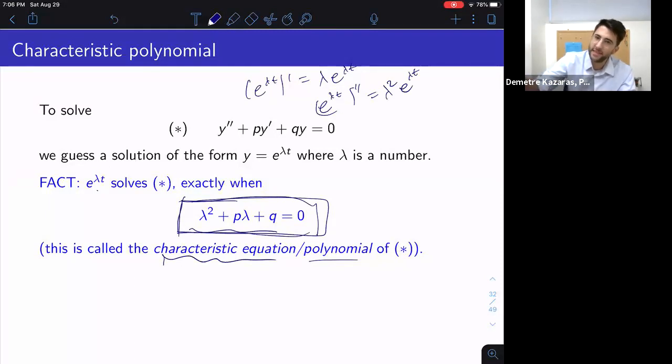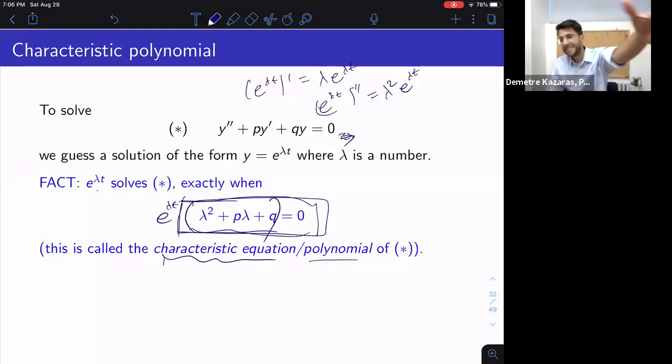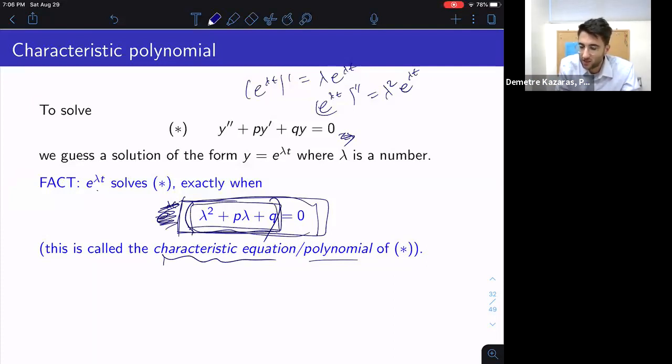And so if you plug in e to the lambda t for y into this equation, you'll simply get the characteristic polynomial times e to the lambda t. And e to the lambda t factors out of everything. This is a positive function, so you might as well divide by it. And notice that you got a solution to the differential equation exactly when this algebraic quantity vanishes. So that gives you a very simple description of when that exponential function will solve the differential equation. We just need that lambda to solve this algebraic equation.